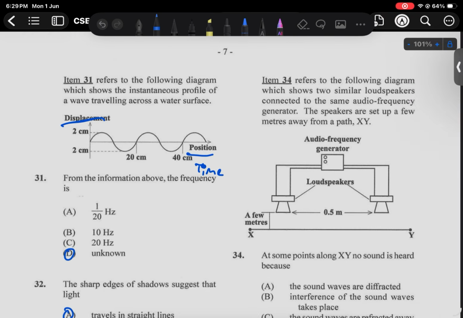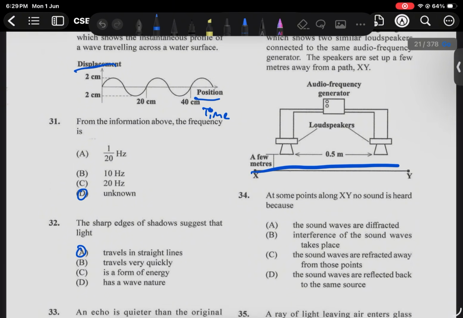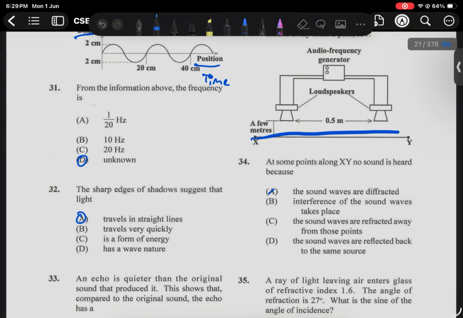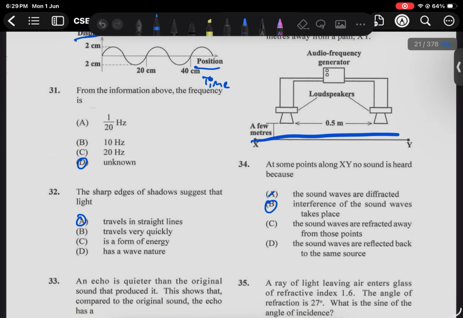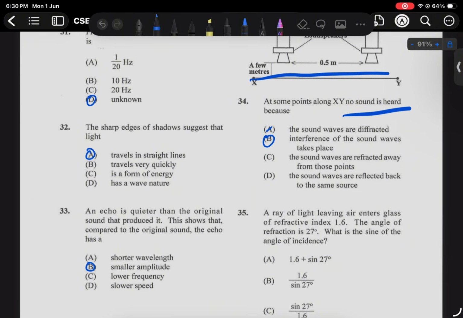Item 34 refers to the following diagram, which shows two similar loudspeakers connected to the same audio frequency generator. The speakers are set up a few meters away from a path XY. At some points along XY, no sound is heard because sound waves are diffracted, not necessarily. Interference of the sound waves takes place, so there will be destructive interference and the sound waves would cancel out.